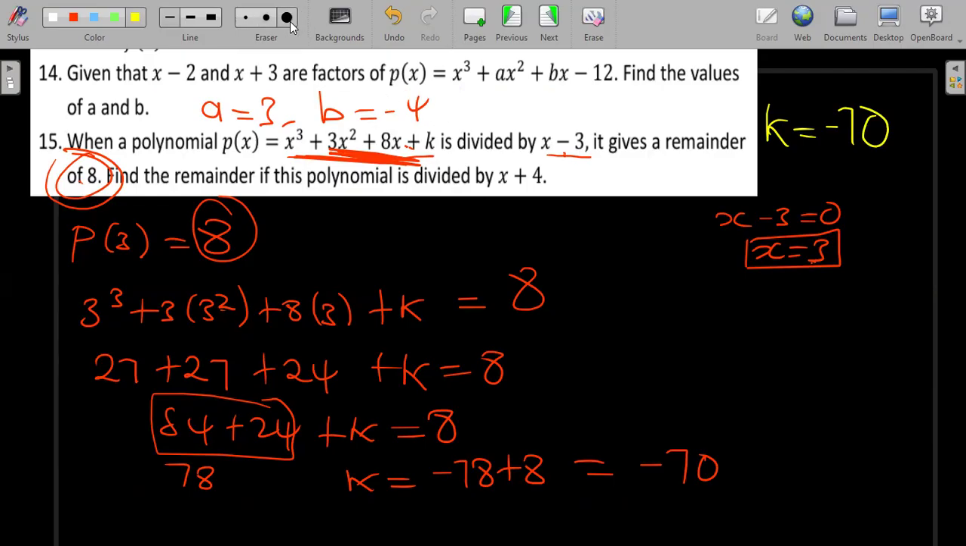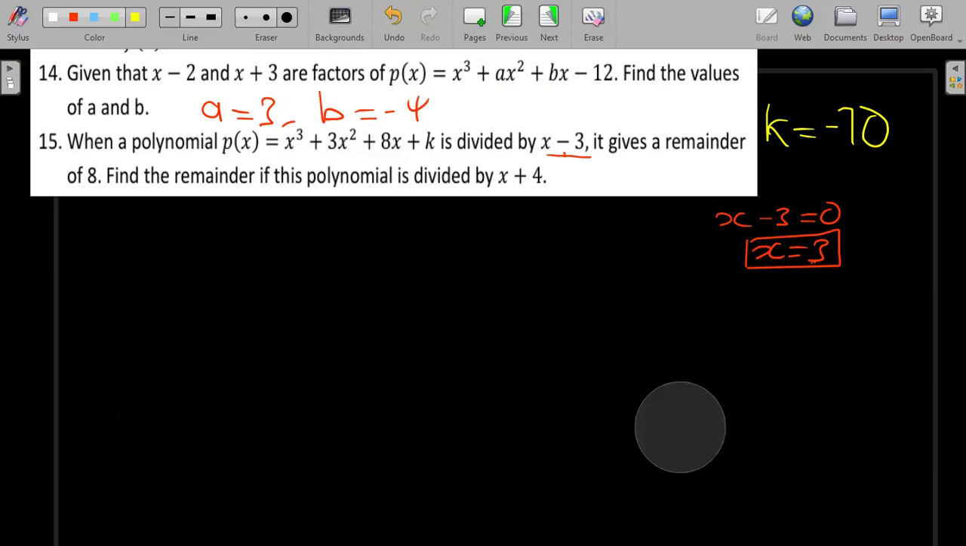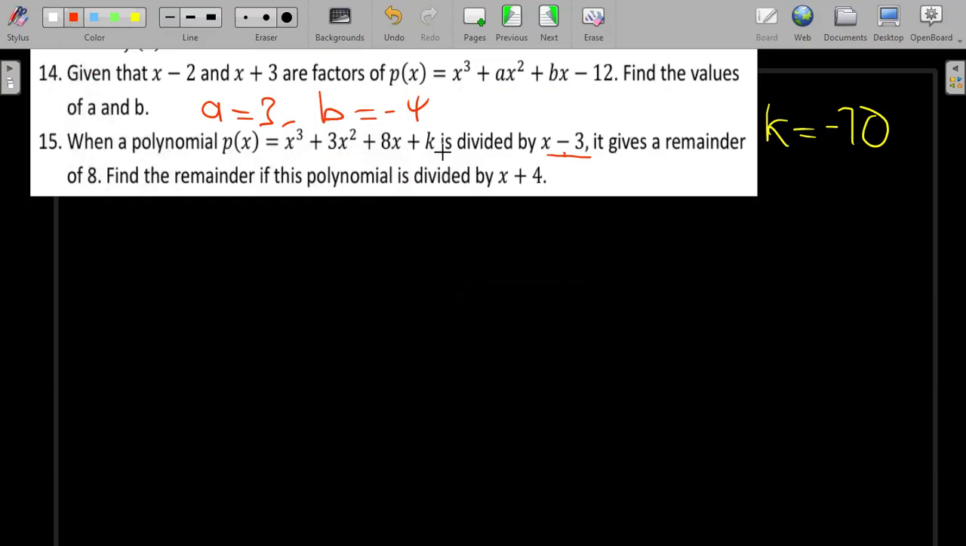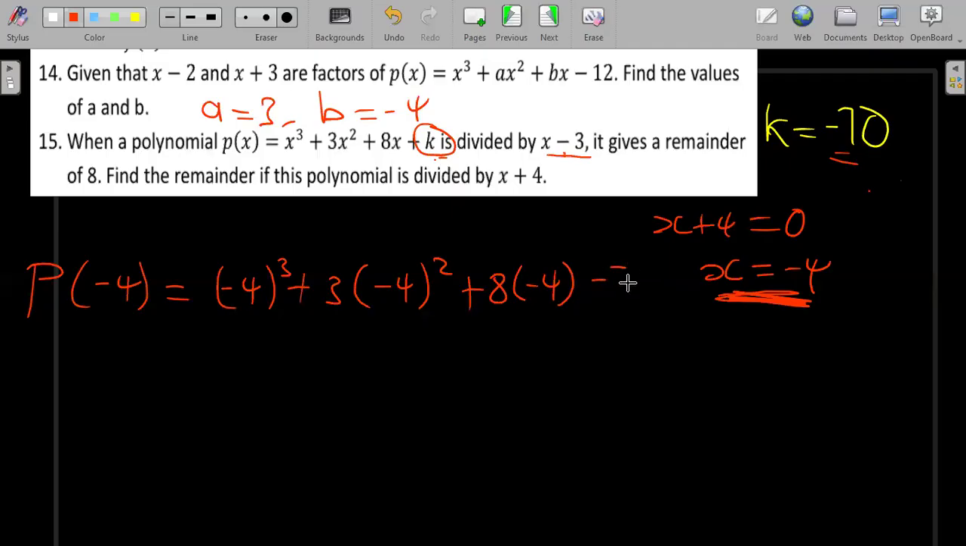Then the next question is find the remainder when the polynomial is divided by x plus 4. So x plus 4 simply means our x is minus 4. So we substitute minus 4 into this polynomial here. But we know the value of this k is what? Minus 70. So we're going to say p of minus 4 is equals to minus 4 to the power 3 plus 3 times minus 4 squared plus 8 times minus 4. And then where there's k, we put minus 70.